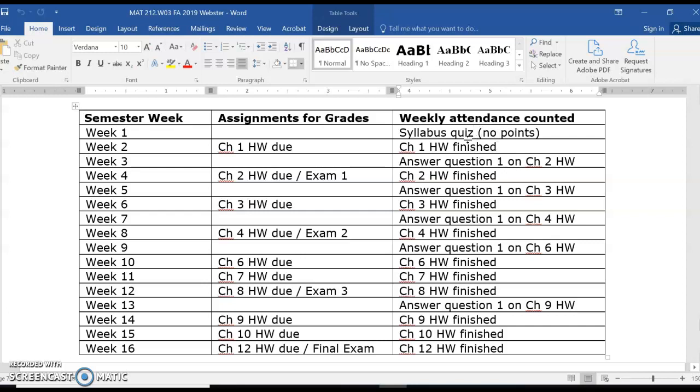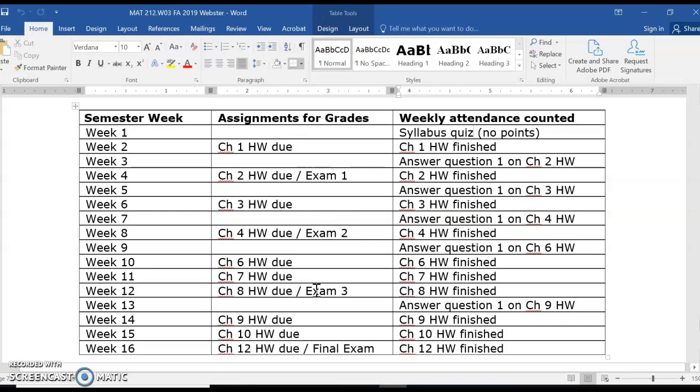Every single week, attendance will be counted either by me seeing that one of the homeworks is finished or me seeing that you've at least started one of the homeworks. All right. So that's how I'm taking attendance each week. If you don't do that, obviously I'm going to mark you absent. So make sure you do that.